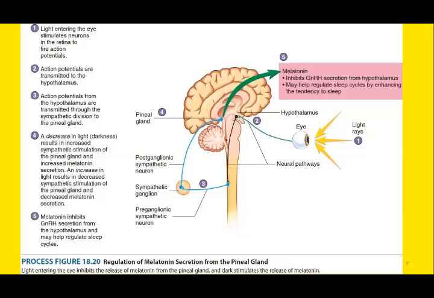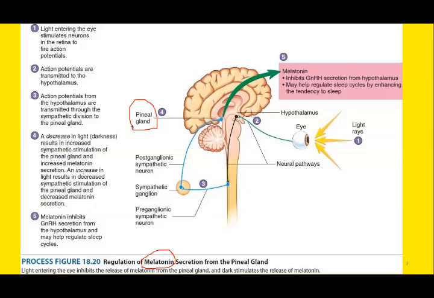Now here you can see the role of melatonin in the sleep wakefulness cycle. What is melatonin? Melatonin is a substance released from one of the endocrine organs, and the endocrine organ responsible for the release of melatonin is the pineal gland. This pineal gland will release the neurohumoral substance melatonin, and melatonin has a very important role in our circadian rhythm.